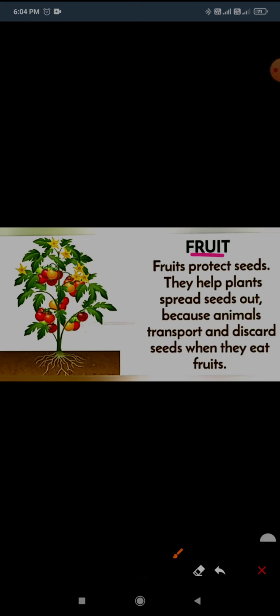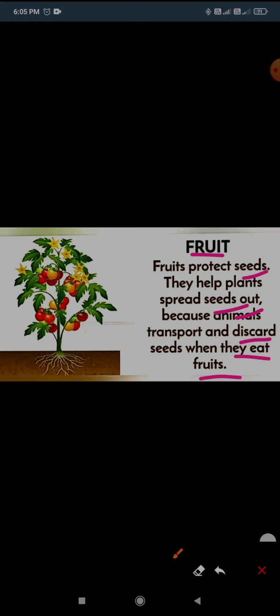It is sunflower, this is rose, red rose. Fruit. So what is the function of fruit? So fruit protects seeds. Okay, different plants have different kinds of fruit. They help plants spread seeds out because animals transport and discard seeds when they eat fruit.